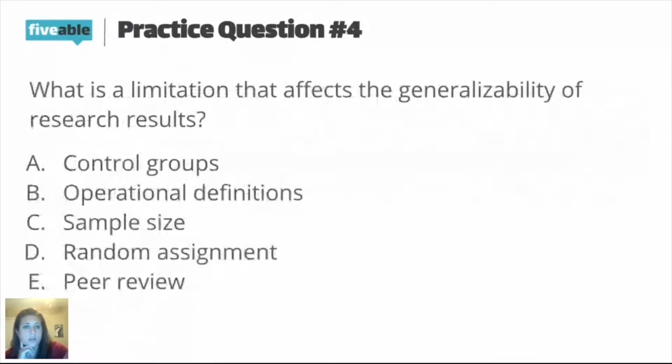Question 4, what is a limitation that affects the generalizability of research results? So the correct answer for this one would be sample size, C, and let's talk about that. We talked about generalizing, in a case study, we're studying one person individually, and so it's difficult to make a generalization to the rest of the population. And with sample size, if our sample size is small, that can limit how much we can talk about whether our research is valid for the rest of the population.